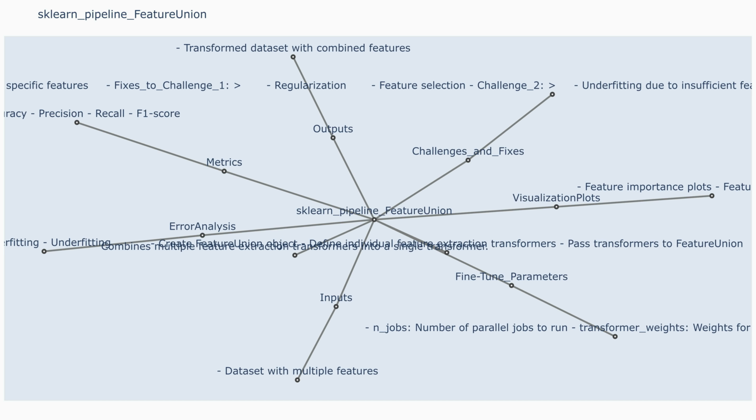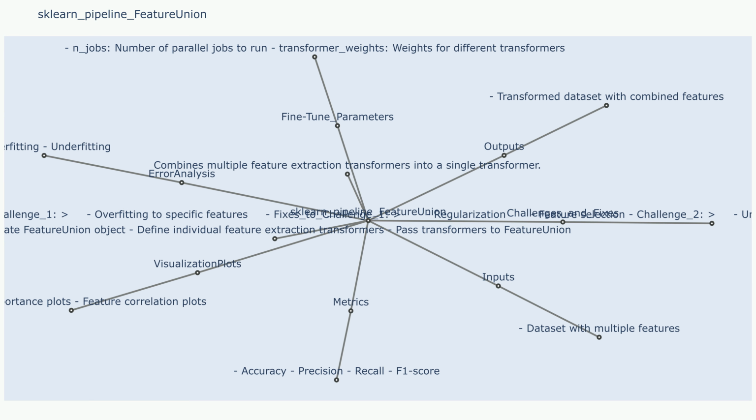sklearn pipeline feature union. Description. Feature union is a transformer in scikit-learn that allows you to combine multiple feature extraction mechanisms into a single pipeline. It essentially takes the output of different transformers and concatenates them into a single feature vector. This is especially useful when you have different types of data that need to be processed differently before being fed into a machine learning model.